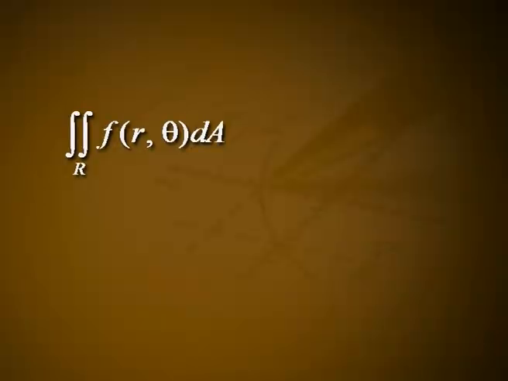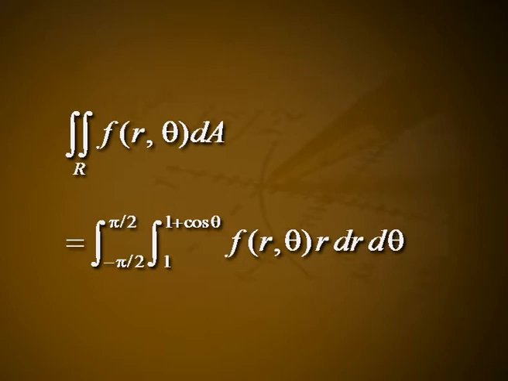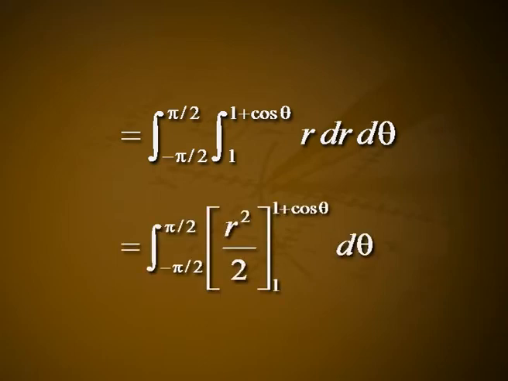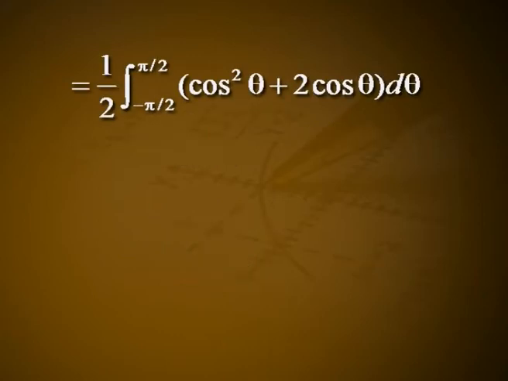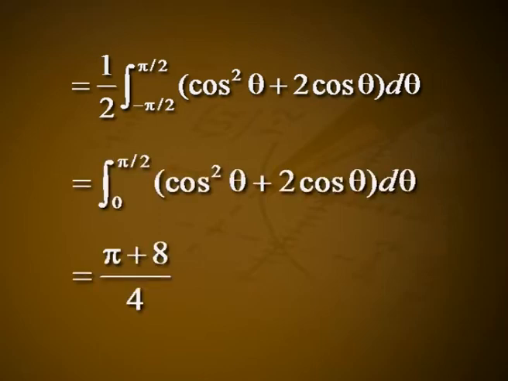Solution. Double integral over R f of r theta dA is equal to integral minus pi by 2 to pi by 2 integral 1 to 1 plus cos theta f of r theta r dr d theta, which is equal to integral minus pi by 2 to pi by 2 integral 1 to 1 plus cos theta r dr d theta, which is equal to integral minus pi by 2 to pi by 2 r square by 2 over the limits 1 to 1 plus cos theta d theta, that is equal to 1 by 2 integral minus pi by 2 to pi by 2 cos square theta plus 2 cos theta d theta, which is equal to integral 0 to pi by 2 cos square theta plus 2 cos theta d theta, that is equal to pi plus 8 by 4.